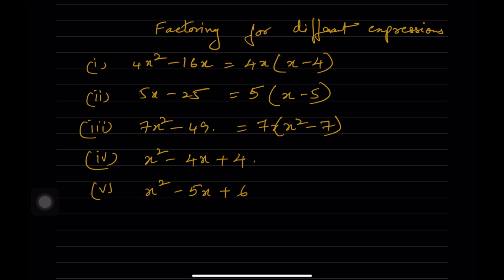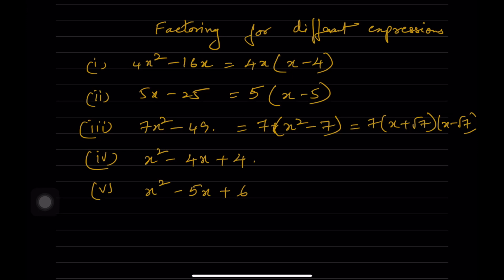This also can be factorized actually. It can be factorized as 7 into x plus root 7 into x minus root 7. This is when you are using radicals, but here we are not using it. But this can also be done in this way, where root 7 into root 7 is nothing but 7. That is, we are using the identity a square minus b square equals a plus b into a minus b.